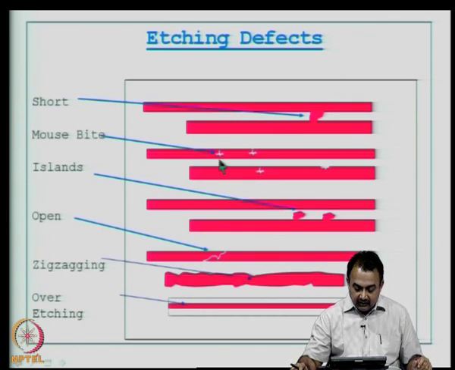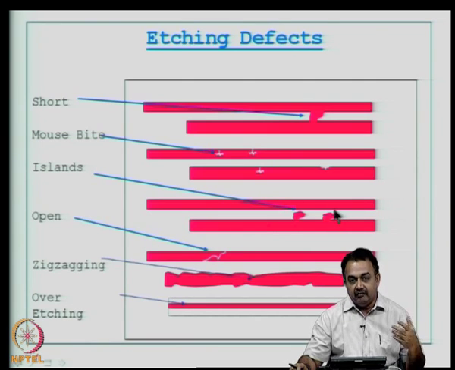Then the next one is these kind of mouse bite structures that you see where copper has been eaten away. So, this is again a process problem. Then you have islands like this. Fortunately, it is not shorting, but definitely not an accepted standard or an accepted quality after the etching process.